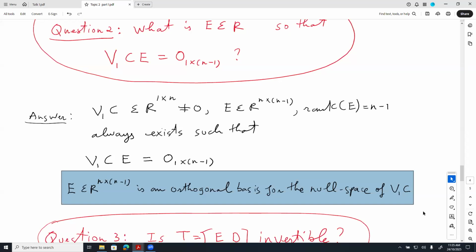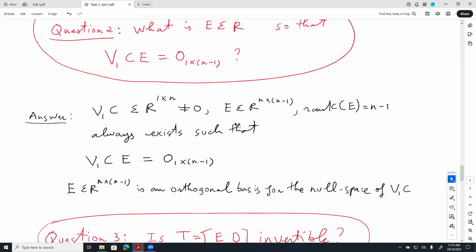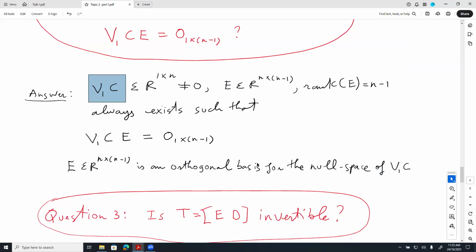So we now know how to find metric E. It is the orthogonal basis for the null space of V1C. And of course, in MATLAB, we can actually do that very easily. We come to that later on in our numerical examples. All right, so we got metric E. We guarantee that metric E is full rank of n minus 1.